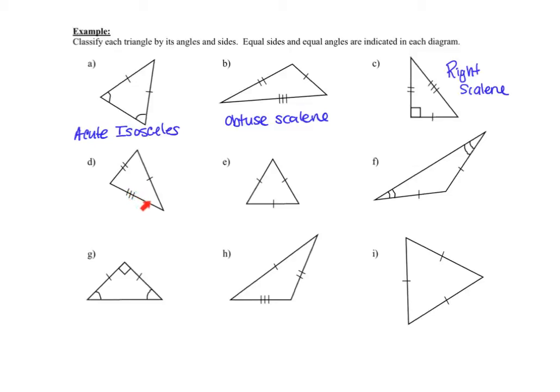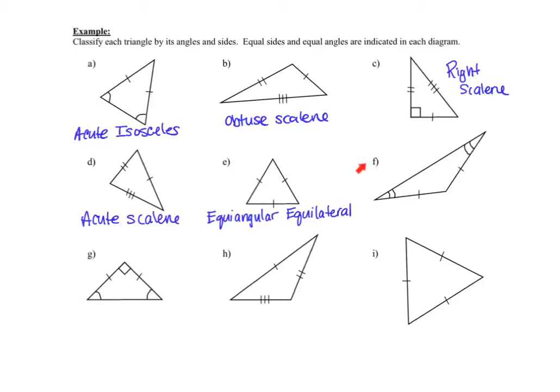Let's look at letter D. All three of these angles appear to be less than 90 degrees, and we have a short, medium, and long side, so all the sides are different. So this one would appear to be an acute scalene triangle. If you look at letter E, we have a triangle that has all three congruent sides. And if the sides are congruent, then the angles are congruent. So this one would be equiangular equilateral.